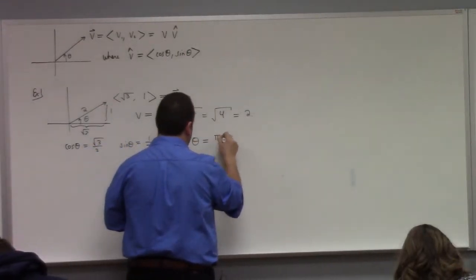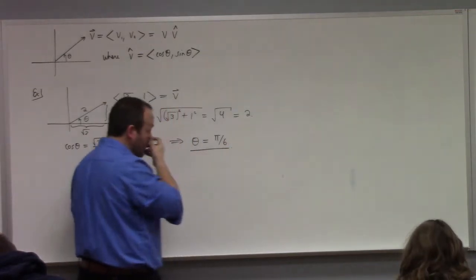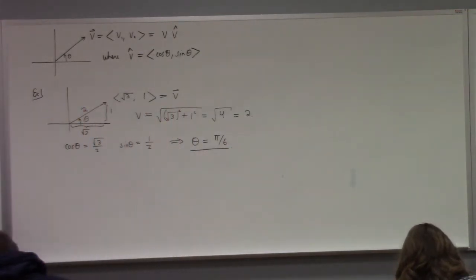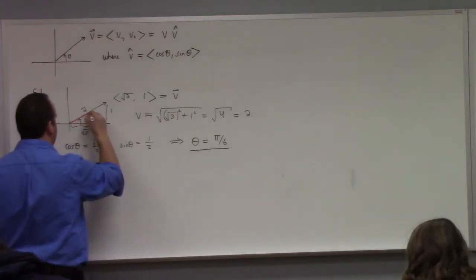Theta is pi over 6. It's 30 degrees. So that's the standard angle for this vector, which I'll make red here in a second. All right.